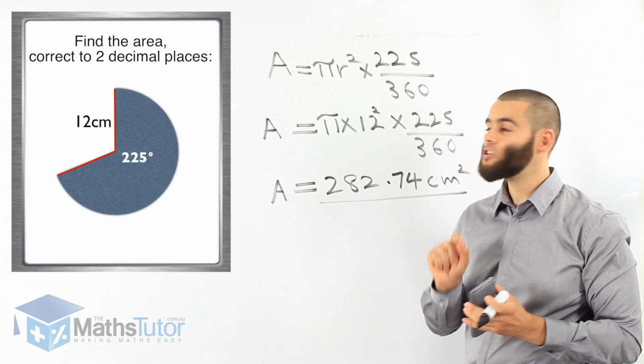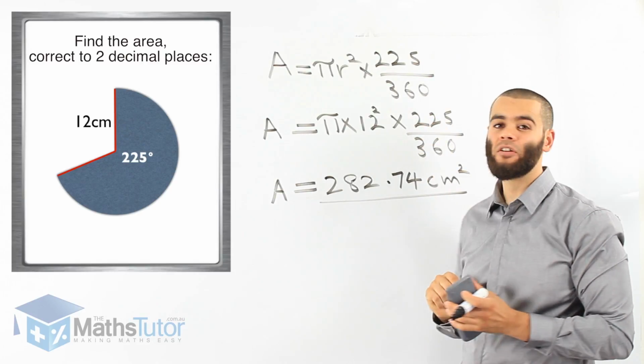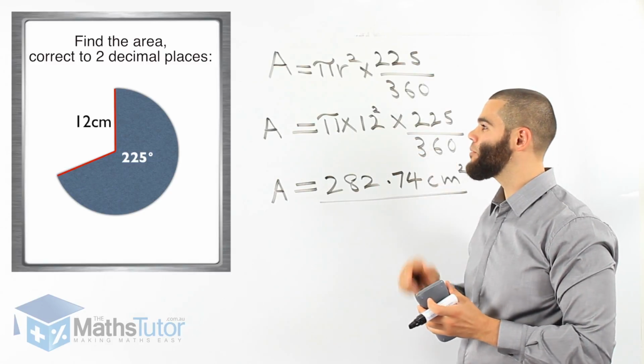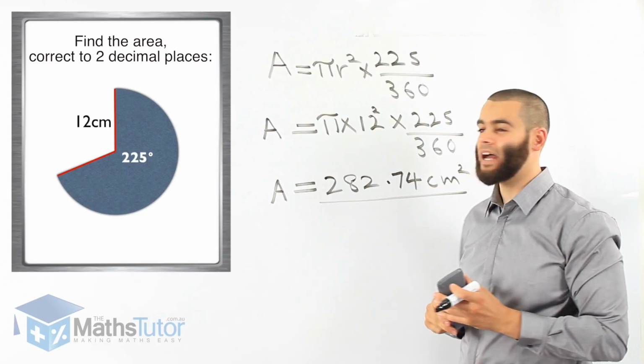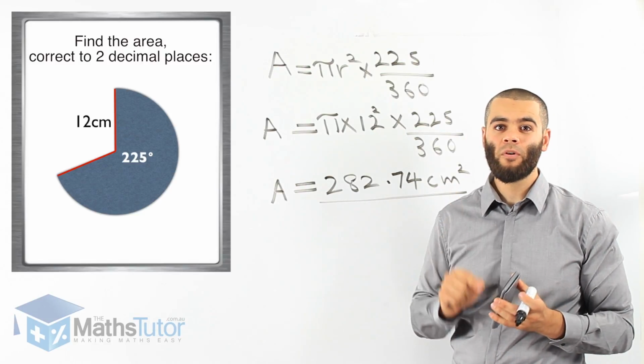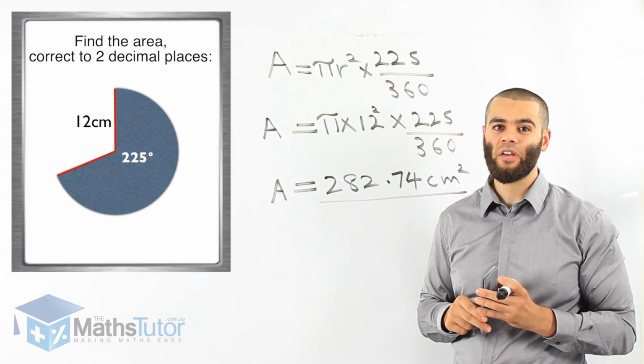Again, we always make sure we put it in a fraction, 225 degrees out of the total 360 degrees, and we multiply it by our normal formula for a circle, pi r squared. So the formula, memorize it, A equals pi r squared. That is the formula for the area of a circle.